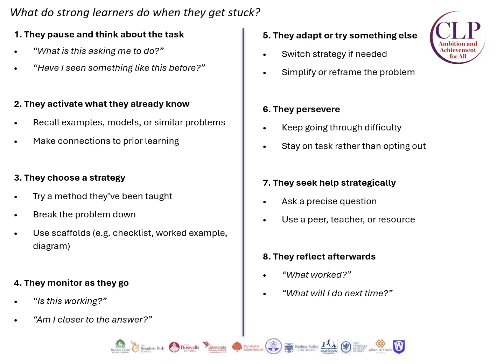So these are some of the things that strong learners do when they get stuck. Some of these strategies can be observed, but others are internal thought processes. Compare these to your lists. Strong learners pause and think about the task. What is this asking me to do? Have I seen something like this before? So they draw on their prior experiences. They activate what they already know. So they recall examples, models, or similar problems, and they make connections to prior learning. So they're drawing on that prior knowledge that they already have.